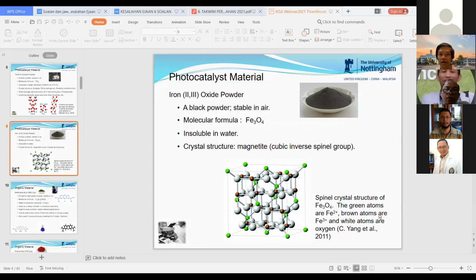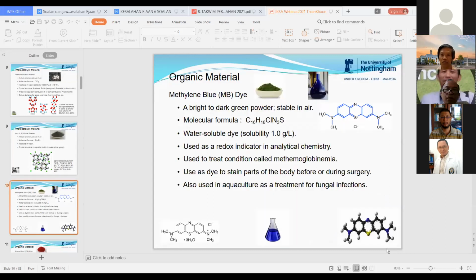The organic material that we are using is methylene blue, which is a very famous organic dye. As everyone can see in previous studies, this is a common dye because it is safe and stable, and it is widely used in biological and analytical systems. That's why we are using this organic material as our main experiment measure.